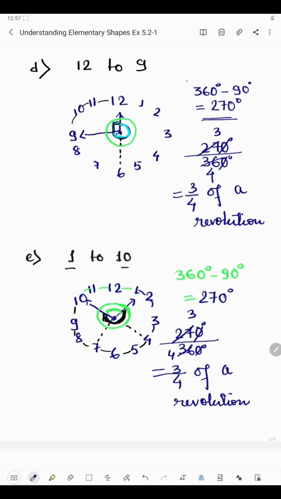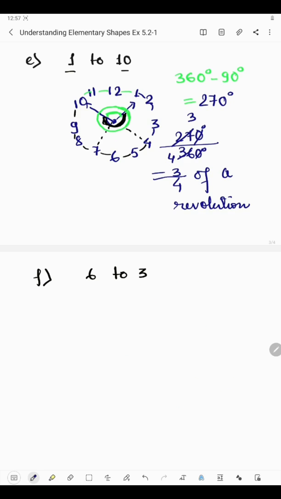Now coming to the last part. In the last part we have 6 to 3. So 12, 6, 3, 9, 1, 2, 4, 5, 7, 8, 10, 11. Now the hand is at 6. Okay. And like this it rotates and reaches up to 3.